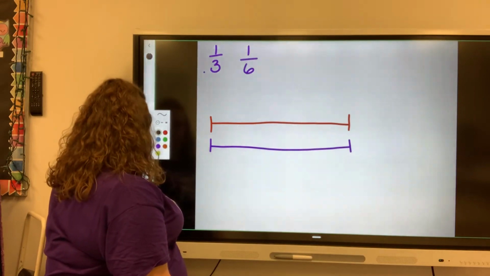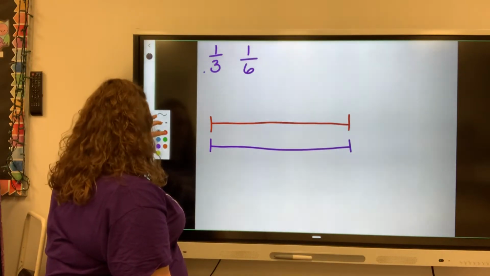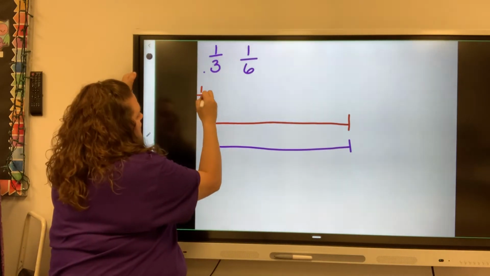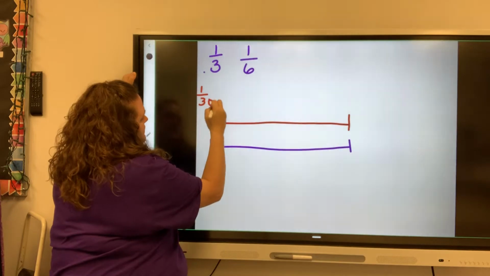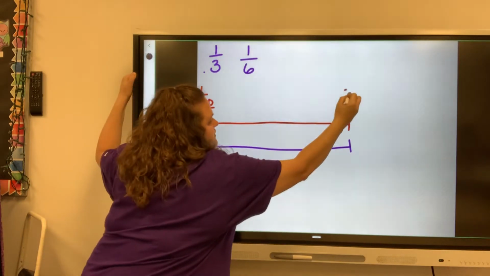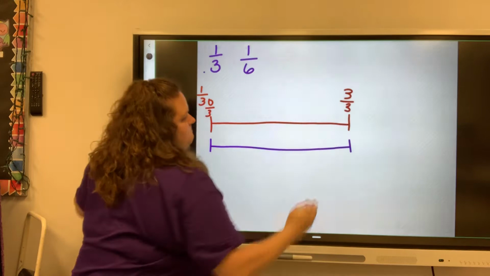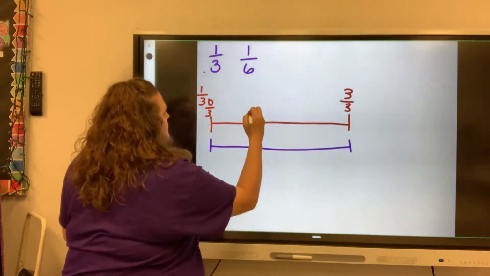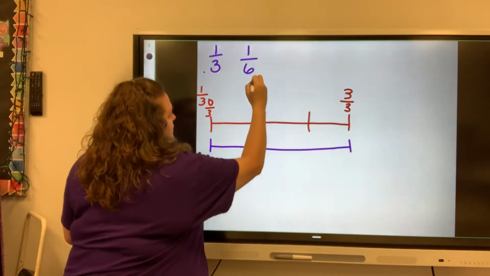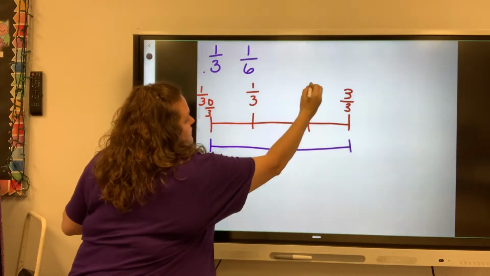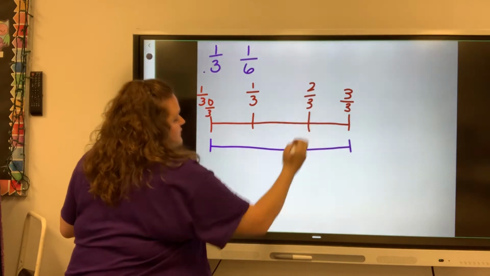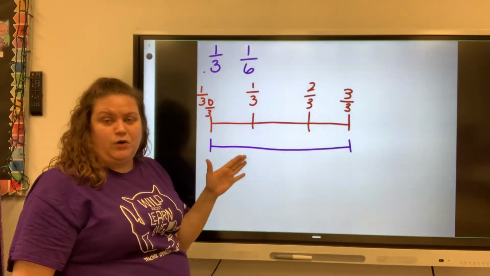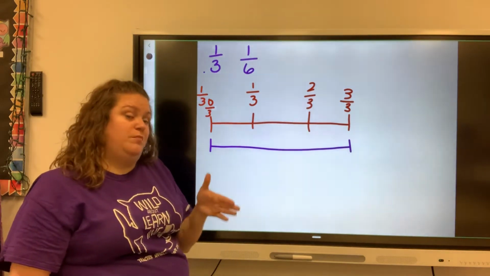So my first line is going to be my thirds. If this is 0/3, this is going to be 3/3. I need to do a 1/3 and a 2/3. So I'm going to divide it with 2 lines, so I have 3 pieces. So 1 line, 2 line. There's my 1/3. There's my 2/3. Right now we can't really tell what's equivalent for the 6's, and that's okay. We're going to do that, but we have to draw out the 6's to compare them.